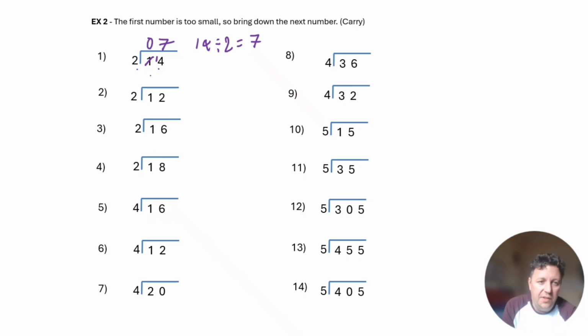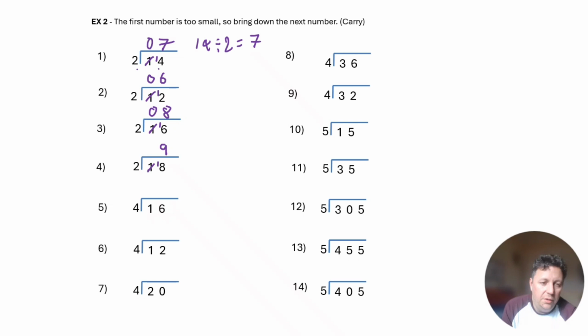So 2 into 1, again, that doesn't go. We cross it out, carry over the 1. So now it's 2 into 12. That goes 6 times. 2 into 1 doesn't go. So we cross it out, carry over that 1. And now 2 into 16 goes 8 times. 2 into 1 doesn't go, carry over the 1. Now 2 into 18 goes 9 times.